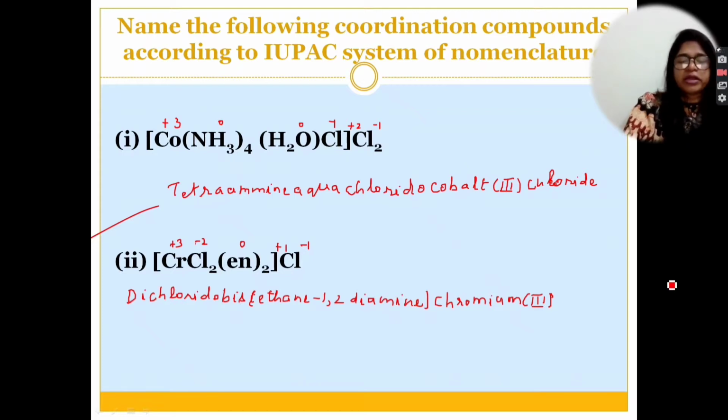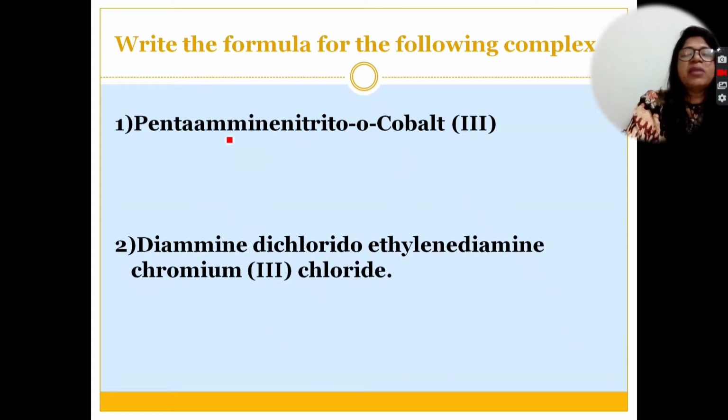So naming of coordination complexes according to IUPAC is one type of question asked. The next, the name will be given and you have to write the formula. That is the next type of question that is asked. Pentaamminenitrito-O-cobalt(III). So central metal ion is cobalt. Open the square bracket, cobalt. Pentaammine. So write NH3 5 times. Nitrito-O. So you have to write ONO. If it is nitrito-N, it is NO2.